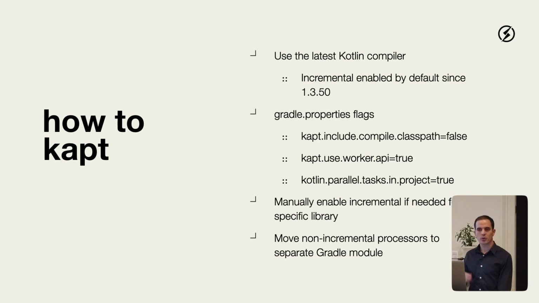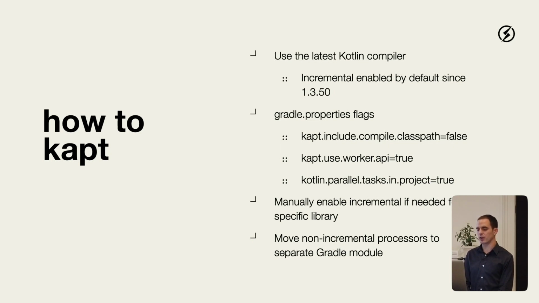So this was the basic usage of kapt, and to make it as fast as possible, I suggest the following things to be turned on. First of all, please use the latest Kotlin compiler. This has the latest and greatest features, obviously. However, you have to know that incremental annotation processing is also in the latest compiler. It is enabled by default in 1.3.50.